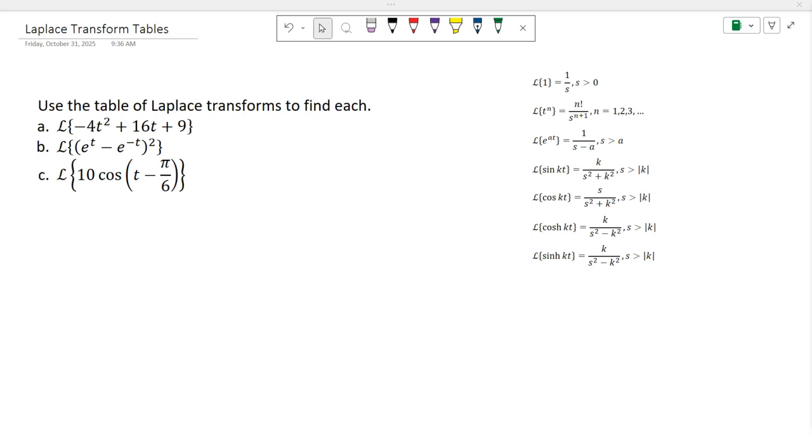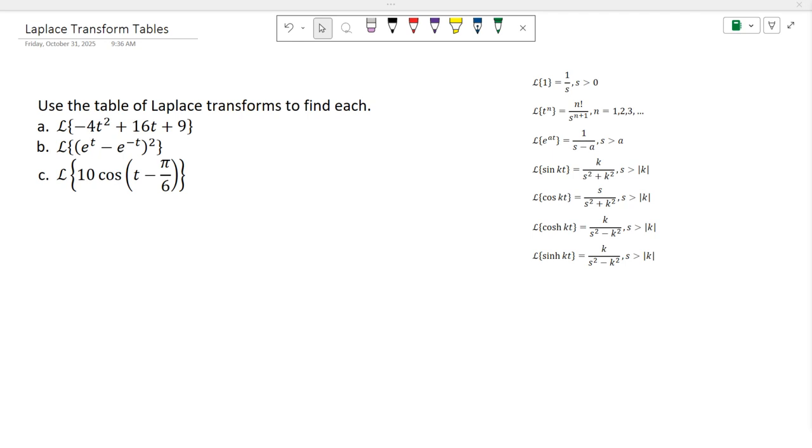Hey there. In this video, we're going to practice using the table of Laplace transforms to quickly find the Laplace of a few different functions. So I've got three examples here. We'll just run through some variations of what you might run into when trying to find the Laplace of a function. And you'll notice at the top right here, I have all the formulas from a table of Laplace transforms. This is not an exhaustive list, but it's the most common ones that we run into. These are the ones that you would worry about for this class.